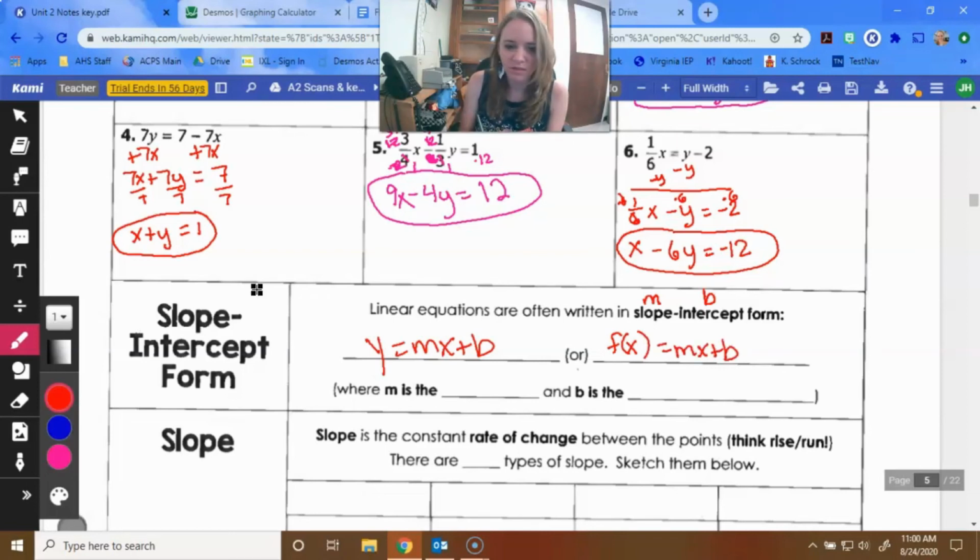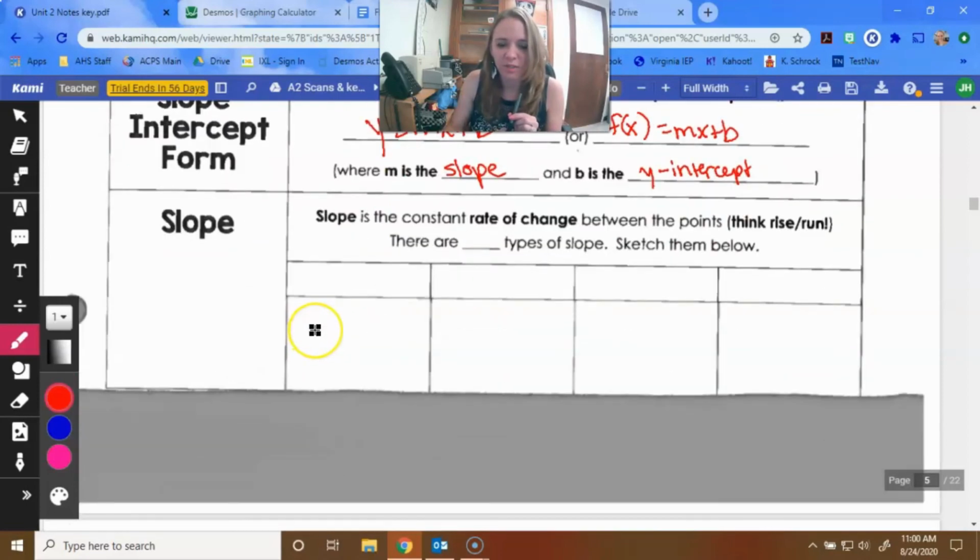Where m is the slope, and b is the y-intercept. And we'll get more into intercepts here soon. Let's start with slope. Slope is the rate of change, or rise over run, I'm sure as you remember. There are 4 types of slopes that we're going to review. We have an uphill slope, also known as positive.